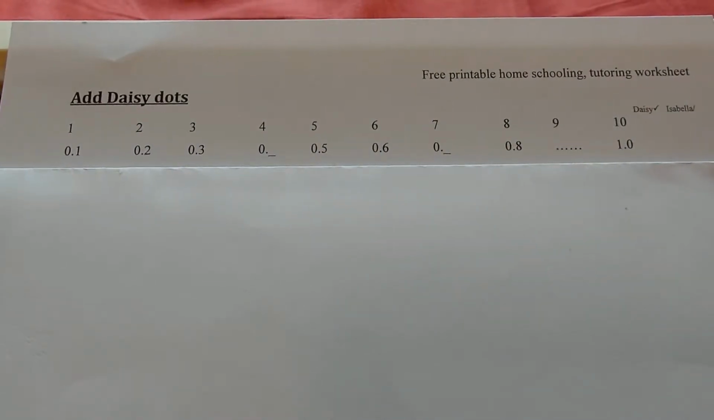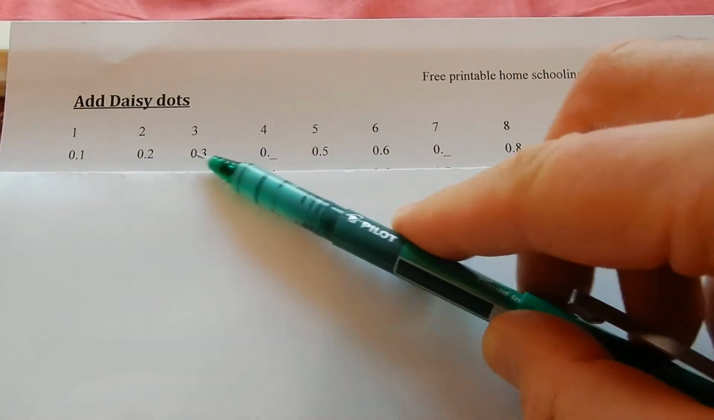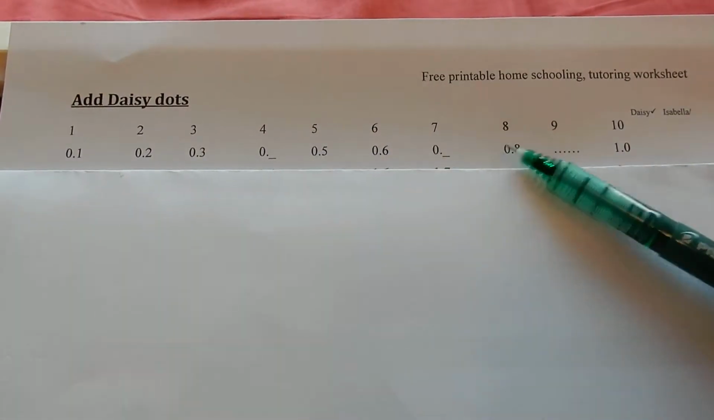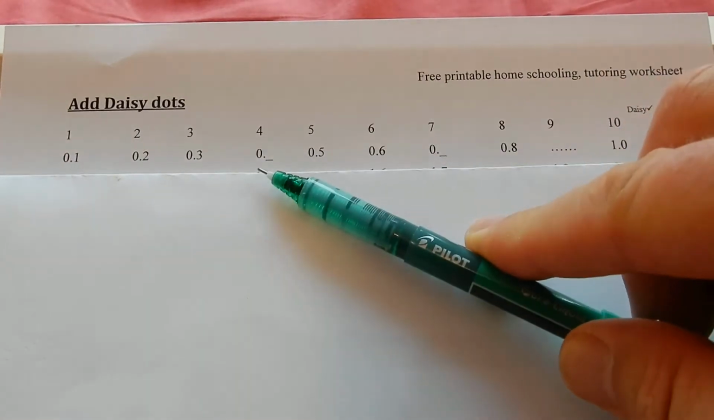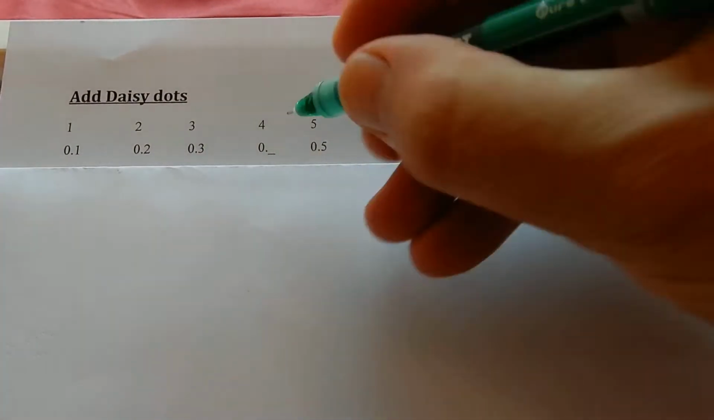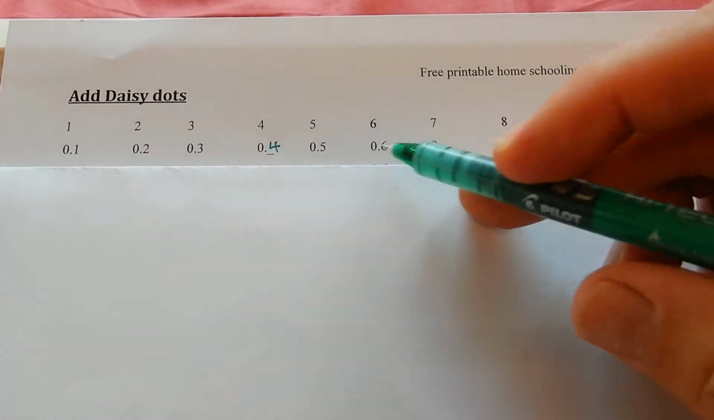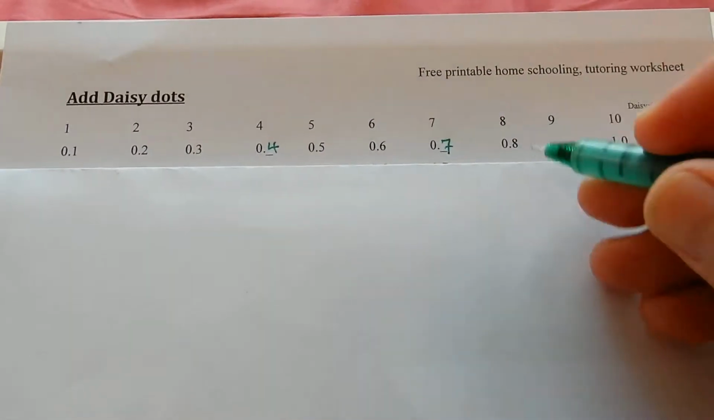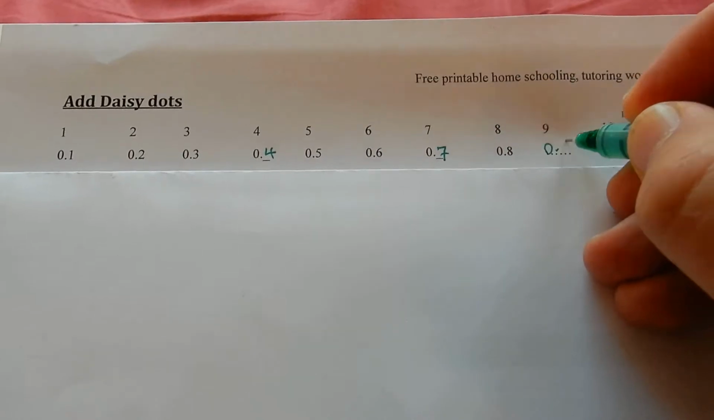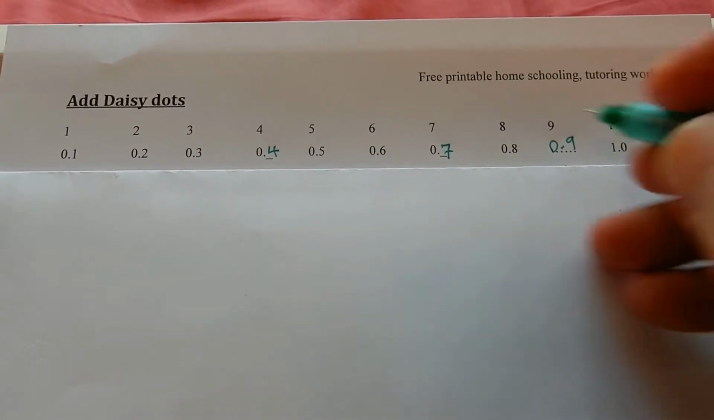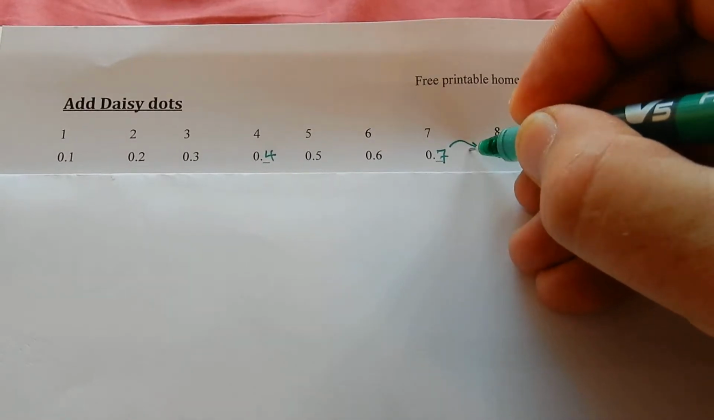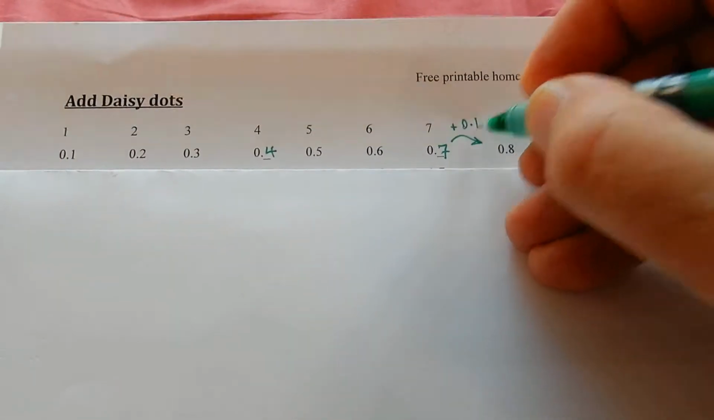Adding decimals, add daisy dots. Just like you've got 1, 2, 3, 4, 5, 6, 7, 8, 9, 10, you've also got 0.1, 0.2, 0.3, 0.4, 0.5, 0.6, 0.7, 0.8, 0.9. And then after 0.9, the one bit more, the 0.1 more, is 1.0. In each of these cases, we're adding 0.1.